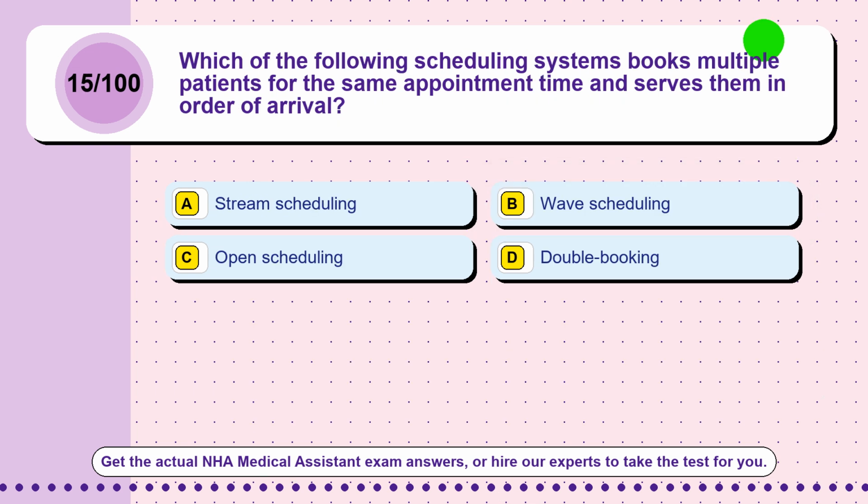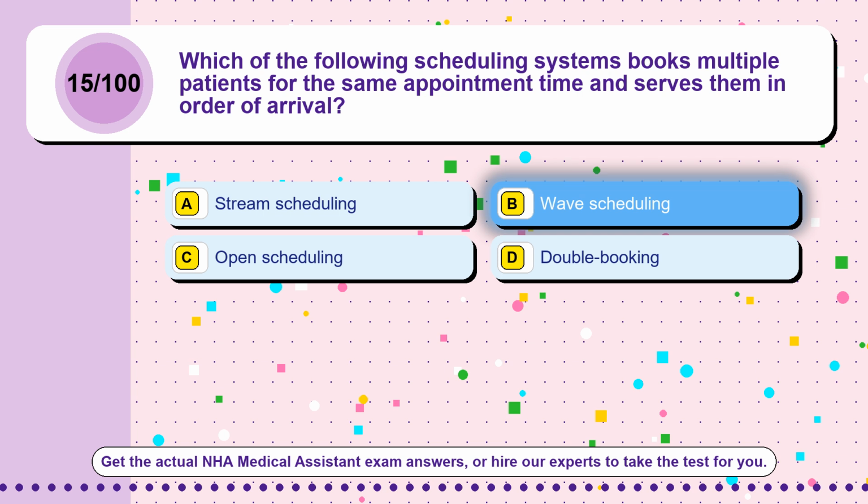Question 15. Which of the following scheduling systems books multiple patients for the same appointment time and serves them in order of arrival? Option A. Stream scheduling. Option B. Wave scheduling. Option C. Open scheduling. Option D. Double booking. The correct answer is option B.